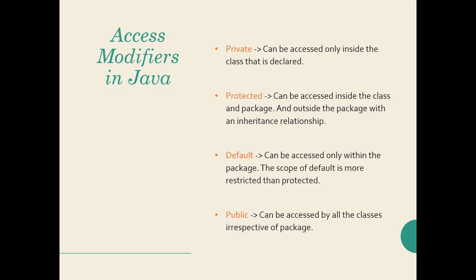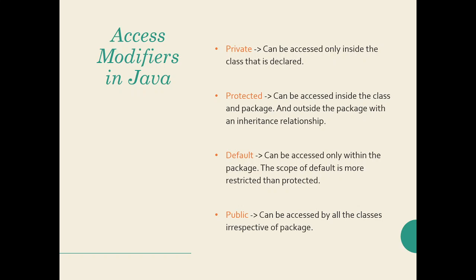Next, access modifiers. There are 4 access modifiers: private, protected, default and public. Private is only inside the class. Protected is inside the class and also where I have an inheritance relationship. Then default is inside the class and the package.